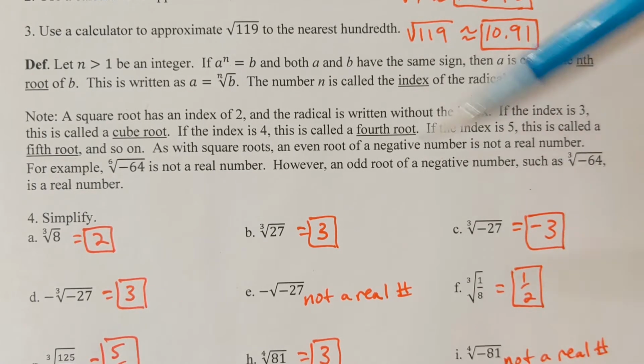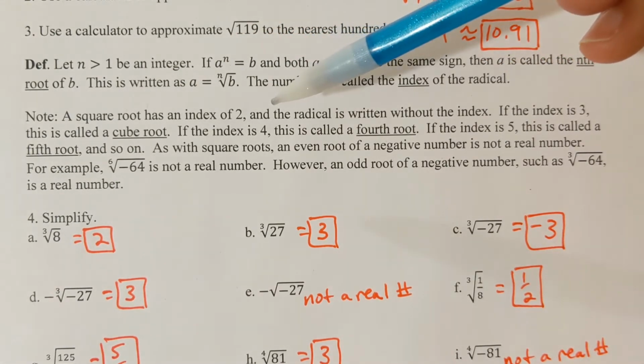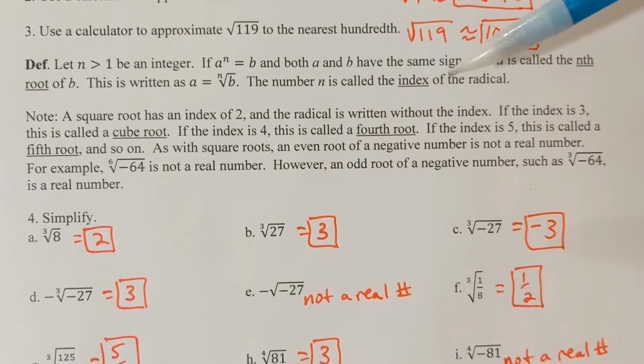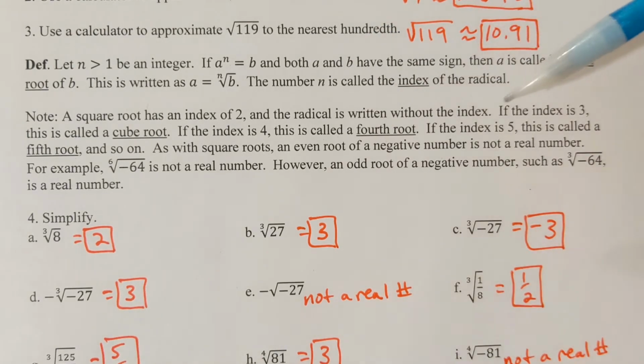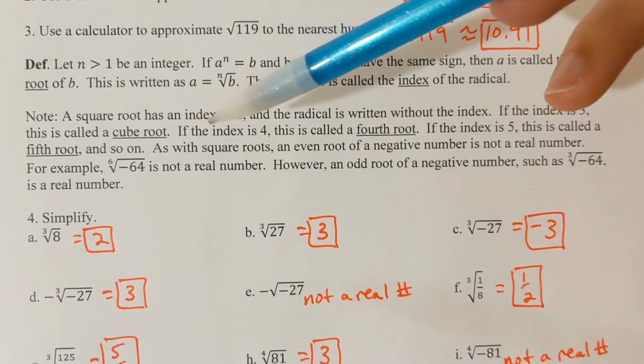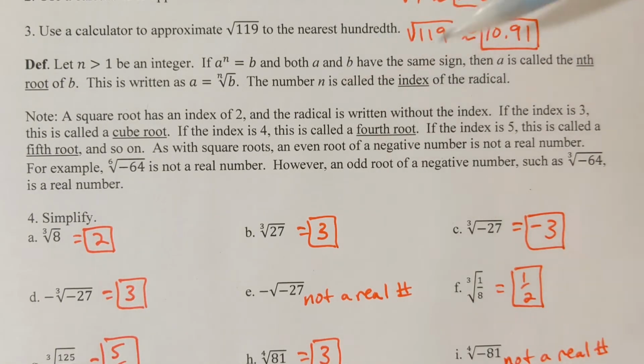Okay. There's a note here. A square root has an index of 2. We never write the 2 when we have a square root, although it would be an index of 2. If the index is 3, we call that a cubed root. If the index is 4, we call it a 4th root. If it's 5, we call it a 5th root, and so on.